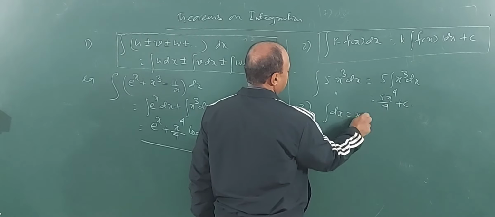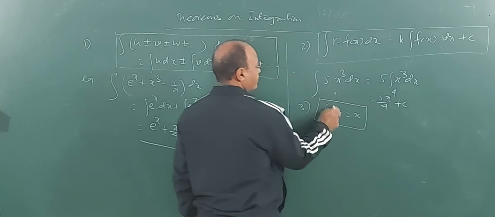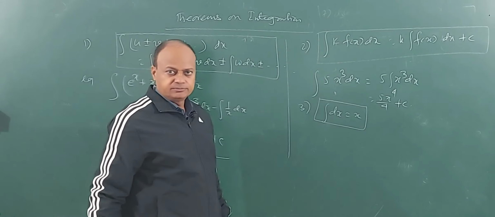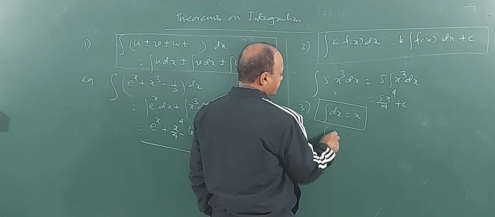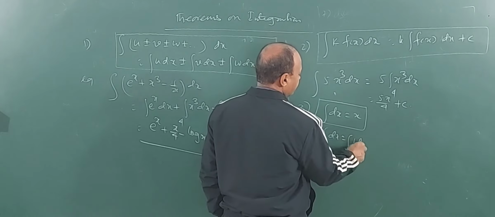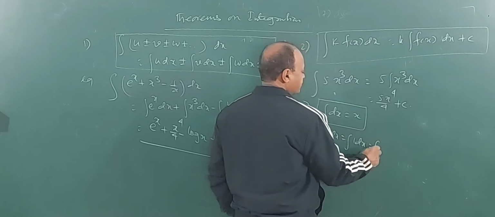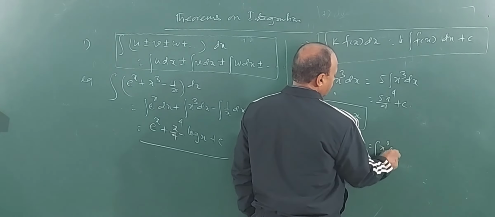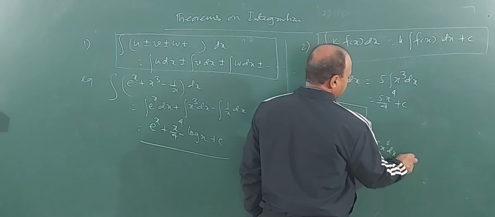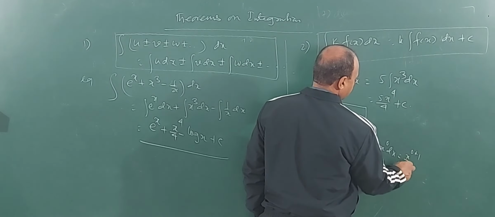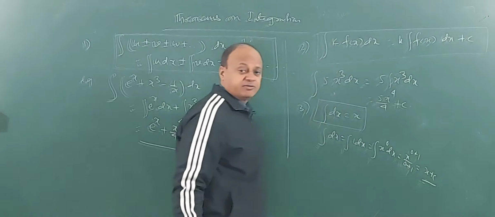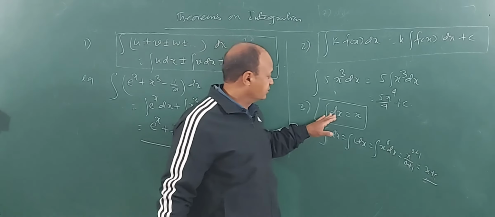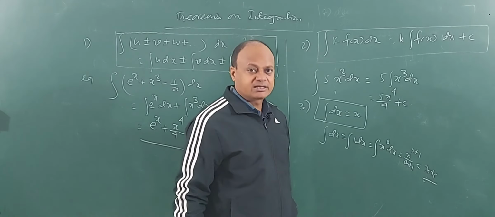So from here k has to be taken out as common, and the third one is integration of dx is equal to x. How? Because dx is basically integration of 1 with respect to x, and 1 is x to the power 0. So n becomes 0: x to the power 0 plus 1 divided by 0 plus 1. So what do you get? You get x plus c.